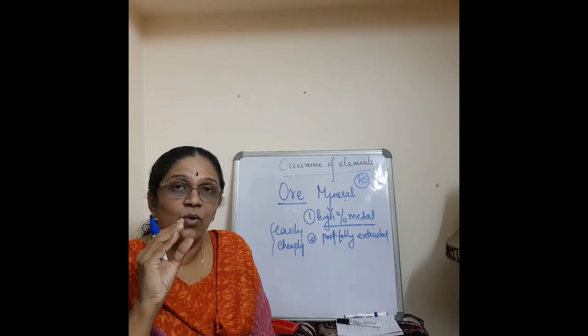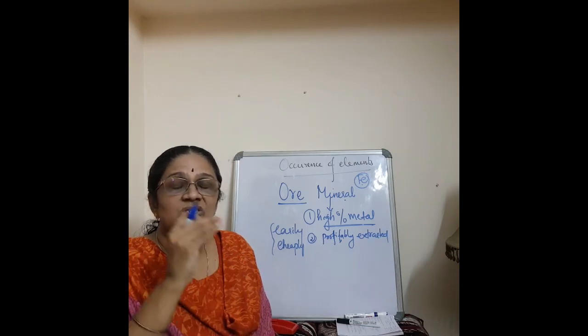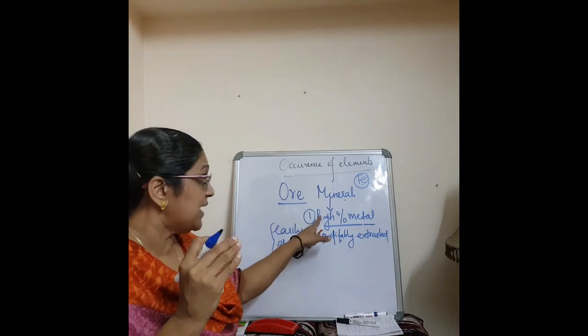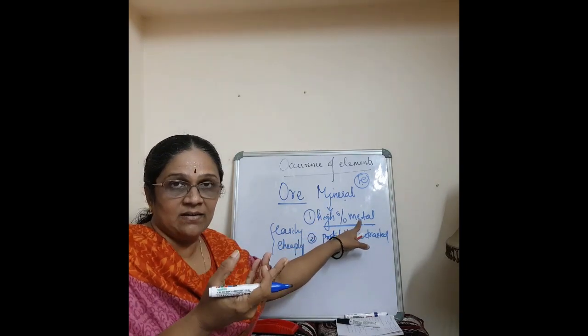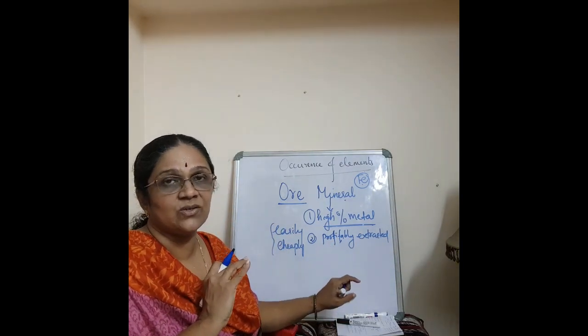Now you understood what is an ore. Ore is a mineral. What is a mineral? It is a compound. Okay. So ore is a mineral which has got a greater percentage of that metal which can be profitably extracted. So that is called as an ore.